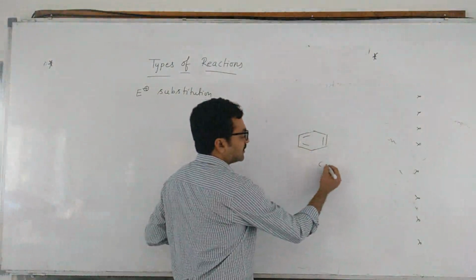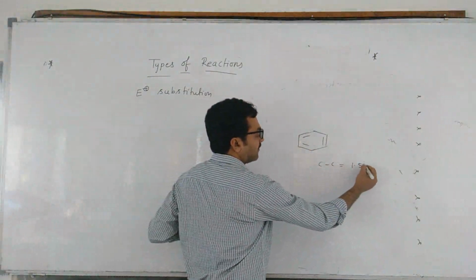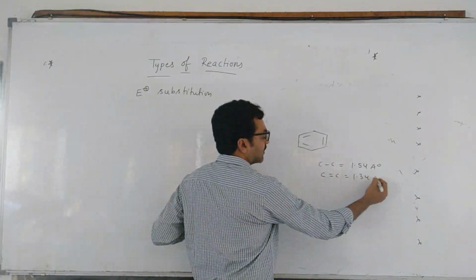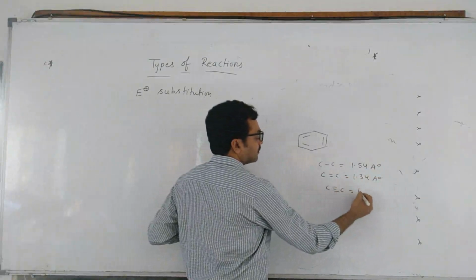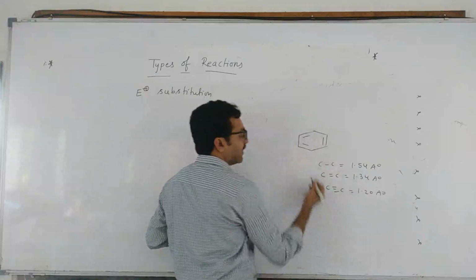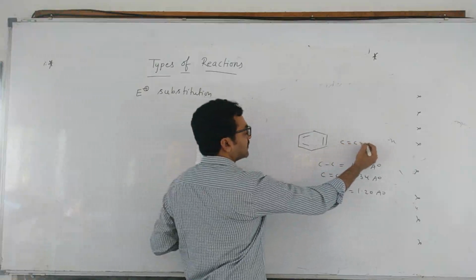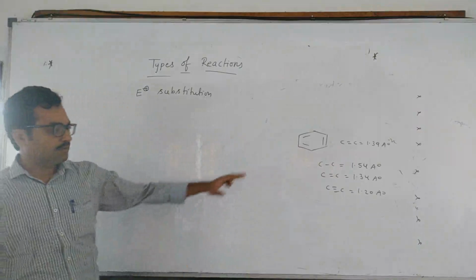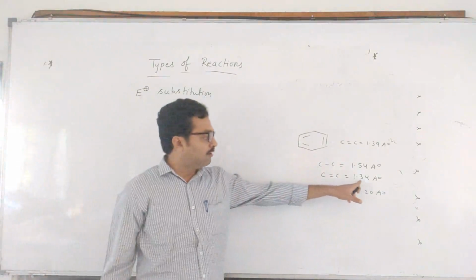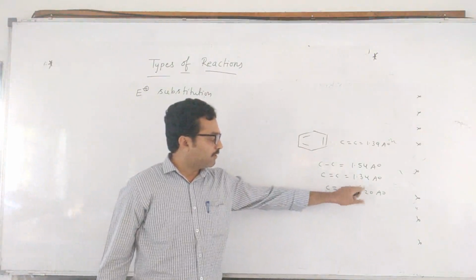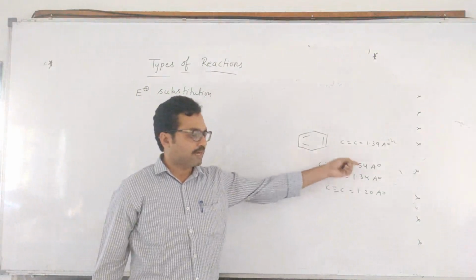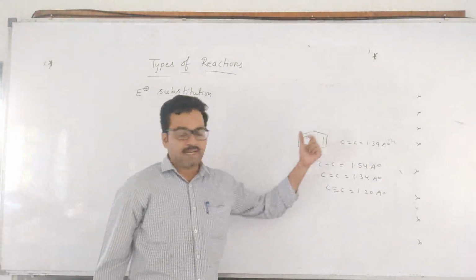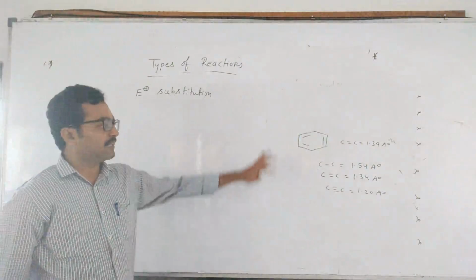Actually C single bond C length is how much? 1.54 angstrom. C double bond C is 1.34 angstrom, and C triple bond C is 1.20 angstrom. Whereas in benzene, the C-C bond length is 1.39 angstroms. Means it is less than single bond and more than double bond, right? It is between single and double bond, right? So because of that, it has some saturation character.